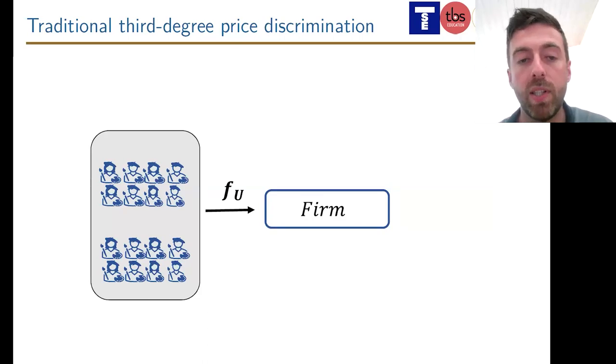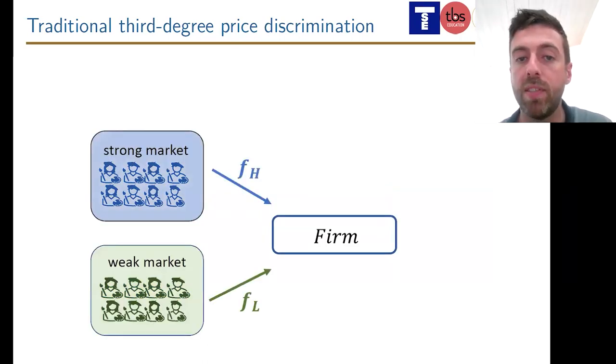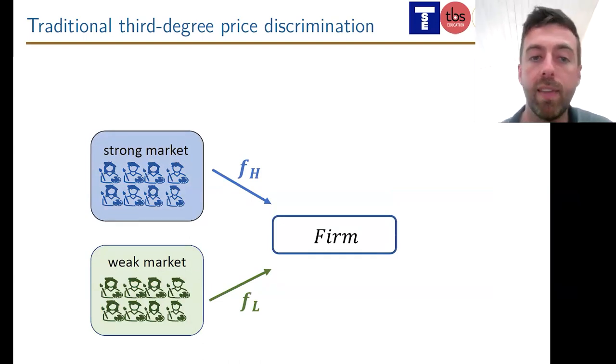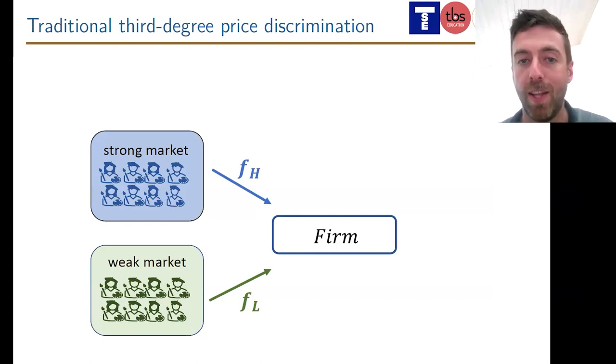Under uniform pricing, you charge a single price to everyone. And you contrast that with price discrimination, where you can actually distinguish between the strong market and the weak market, and you can charge different fees, where usually the fee, or the price, in the strong market would be higher than in the weak market.